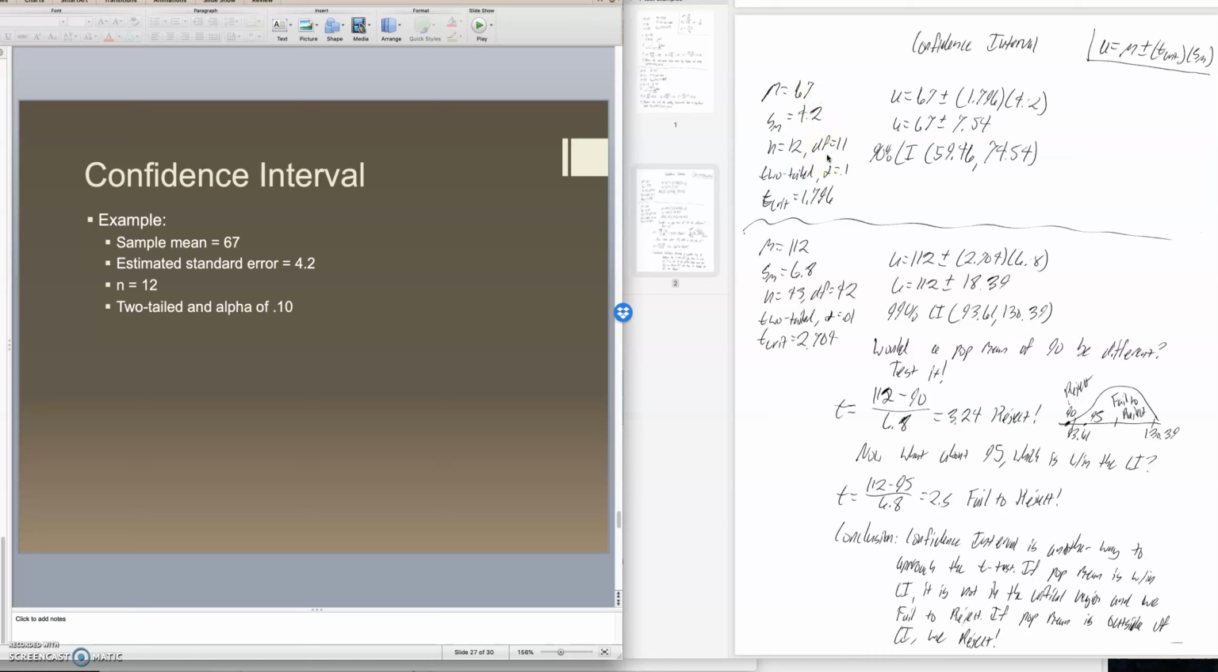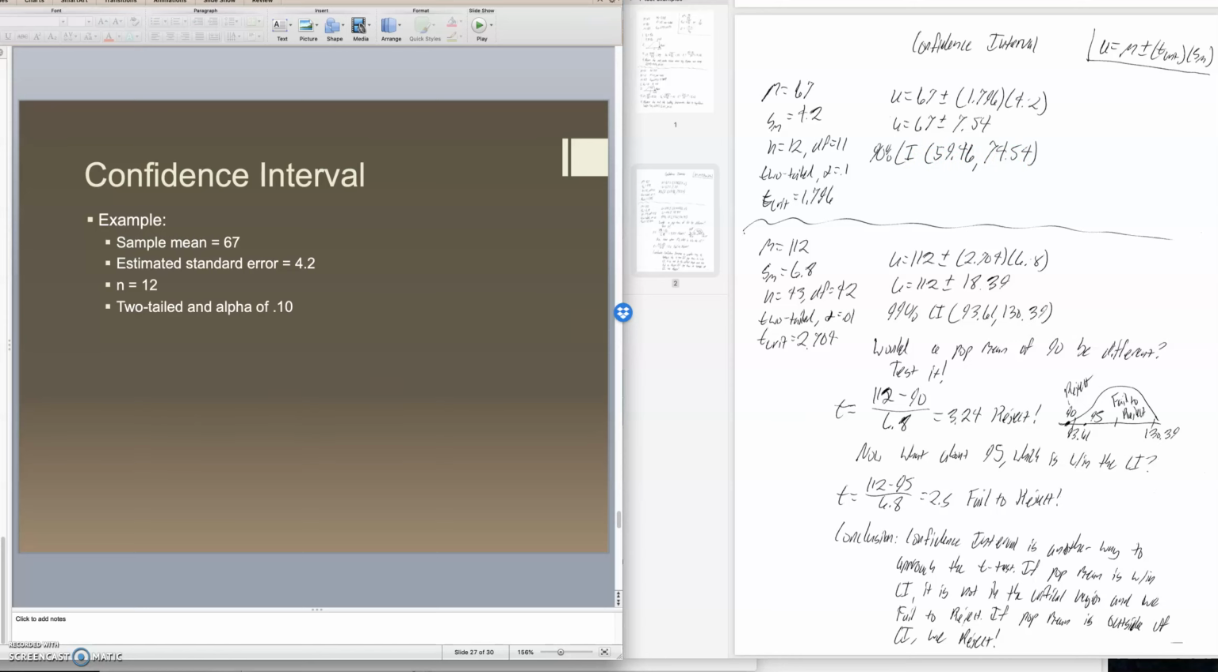I again start by finding my t critical. 1.796 is going to be that t critical. Okay, if I go to my t table, that's where I'm going to find it. Plug it into the formula. Sample mean of 67 plus or minus the product of 1.796 times 4.2. So that's 67 plus or minus 7.54. Then I do that math. 90% confidence interval, that's what CI stands for. It's 59.5 to 74.5. Okay.